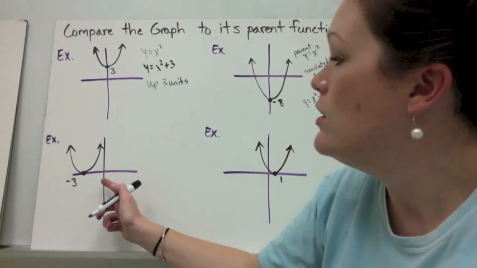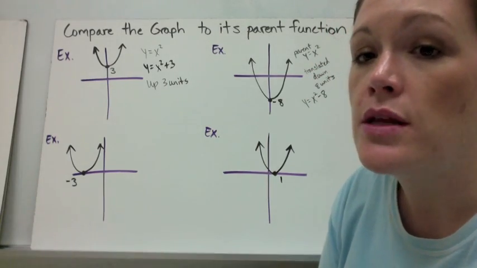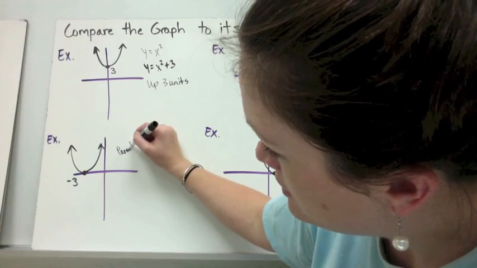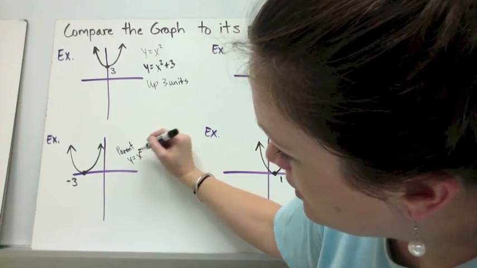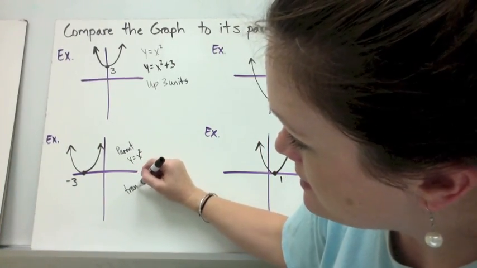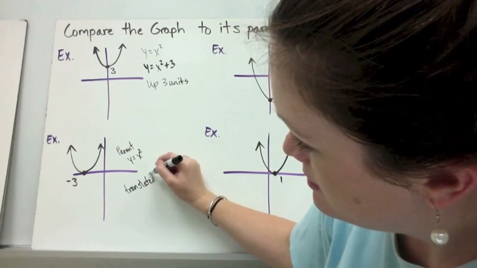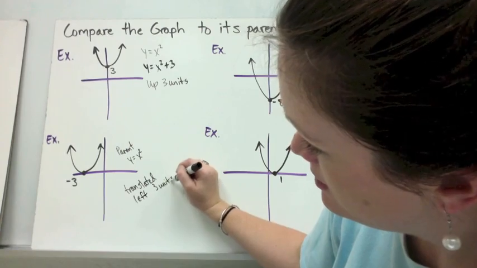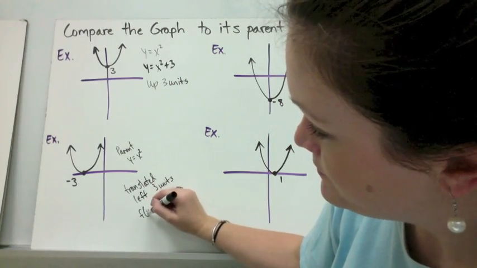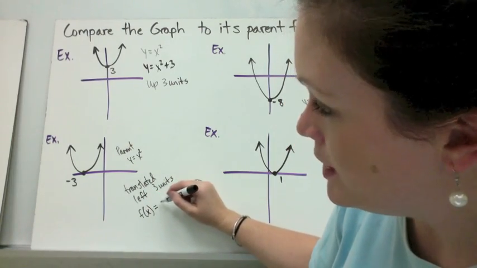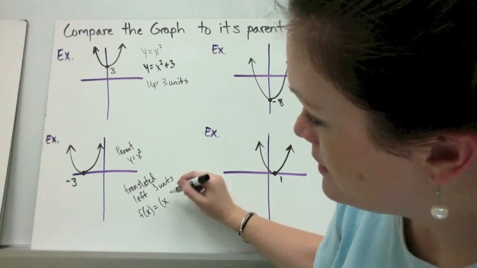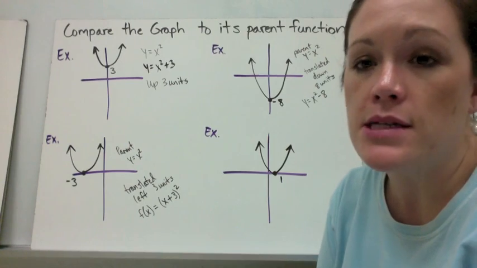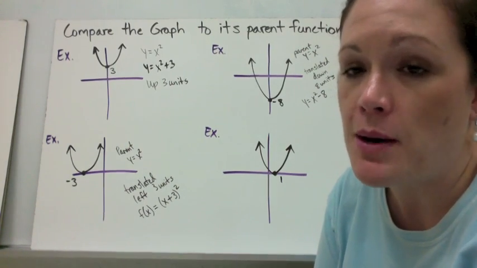Over here, this graph shifted to the left 3 units. The parent function is y equals x squared. I translated left 3 units. So my new function would be x plus 3 squared. Remember, you put it back into that grouping symbol, and if it's left, it's positive.